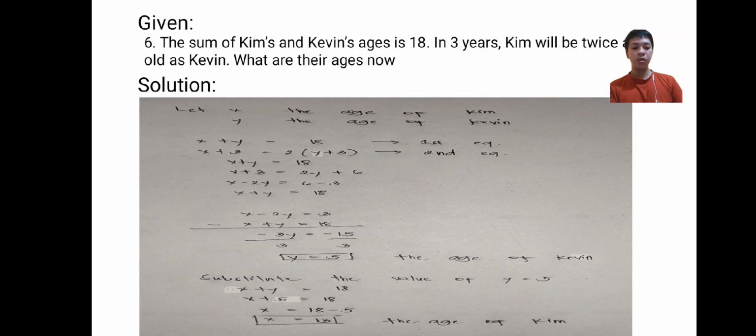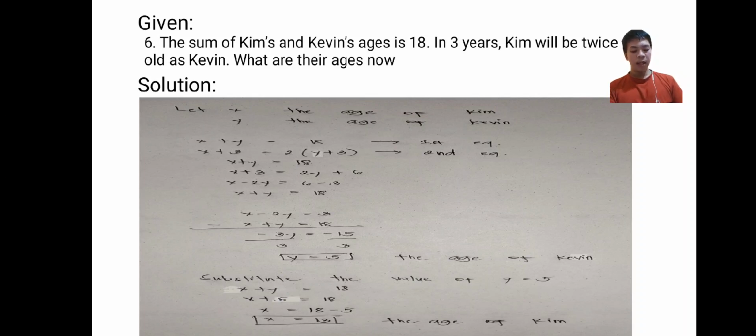So we need to divide both sides by 3 in order to get the y. So negative 3y over 3 is equal to negative 15 over 3. So the final answer will have y is equal to 5. It is the age of Kevin. So substitute the value of y, which is 5, to get the age of Kim.